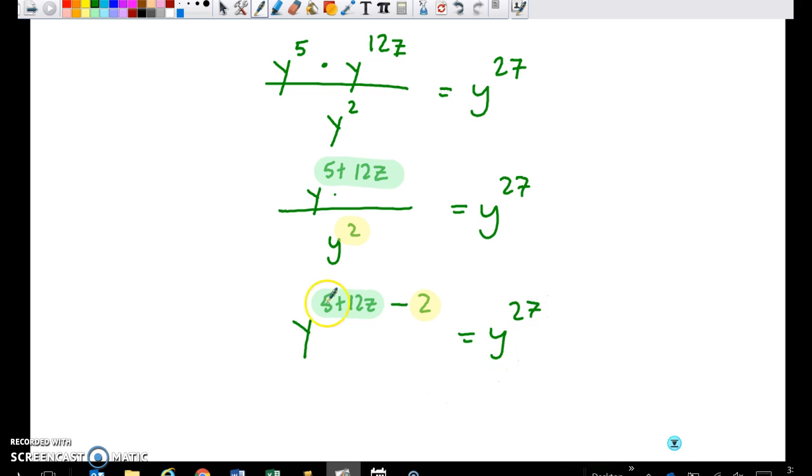Now I set the exponents equal. Notice I have like terms. 5 minus 2 is 3. 12z plus 3 equals 27. I subtract 3. 12z equals 24. z equals 2. That's it.